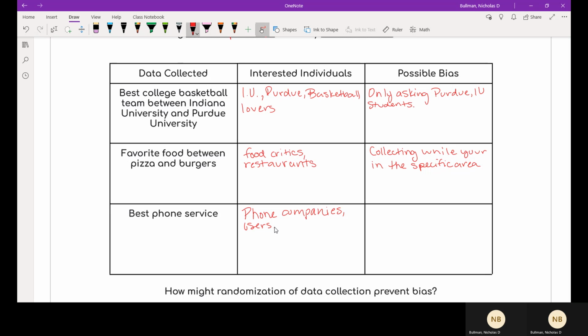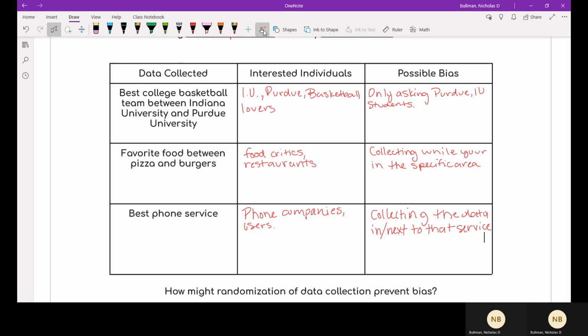So a possible bias that you would have would be collecting the data in or next to that phone service. So if I'm inside AT&T and I'm asking the employees and the future shoppers what their favorite phone service is, they're most likely going to say the place that they're in.